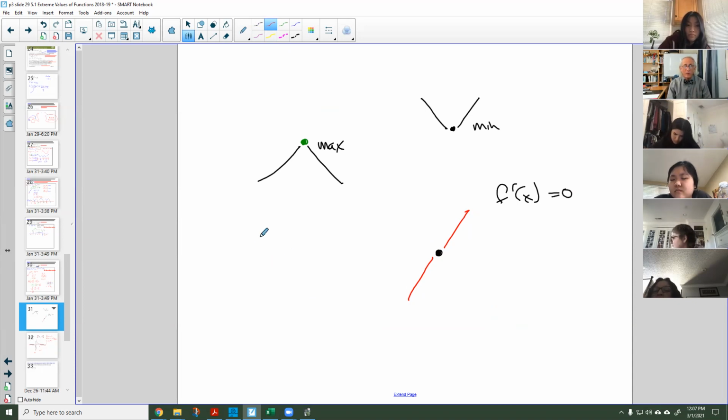If I look at the graph of x cubed, the graph of x cubed looks like this. And right here at the point 0, 0, the derivative of x cubed is equal to 0, but it is not an extrema. It's just a little pause. Am I doing okay here? Yes, I'm seeing yeses. Okay, good.